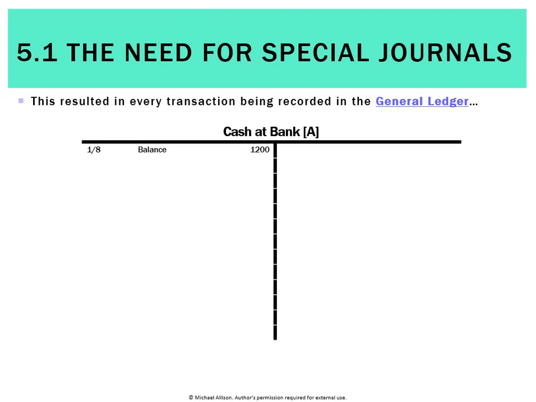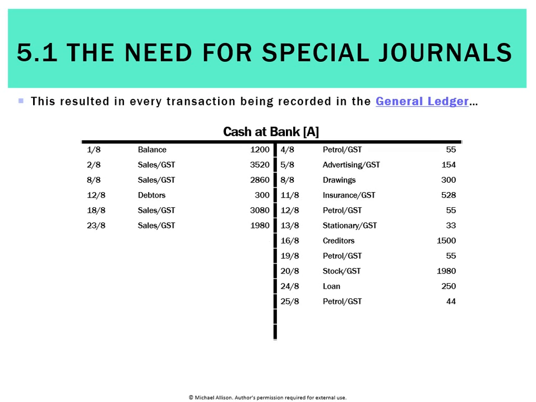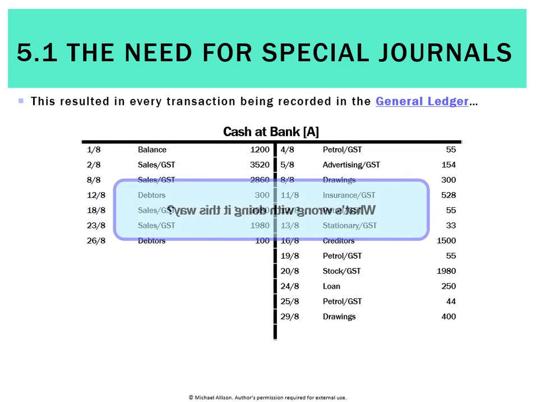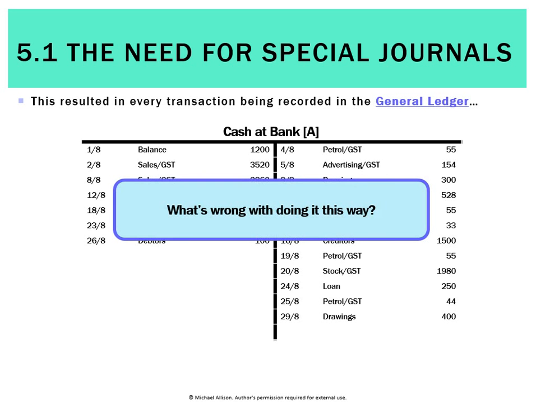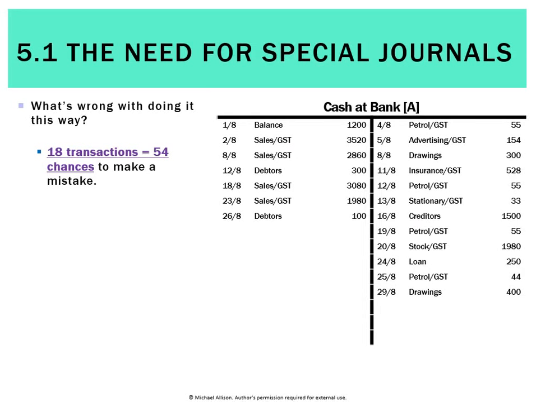Just looking at it, we've been entering every single transaction in the general ledger. Taking a cash at bank ledger, because there are so many transactions that affect it, you can see each month a lot of items get entered individually. That's not ideal. We enter everything for each transaction on its own, and it's going to be a lot of work. Basically every transaction has three things that we record: a date, a detail, and an amount. That's 54 chances to make a mistake.